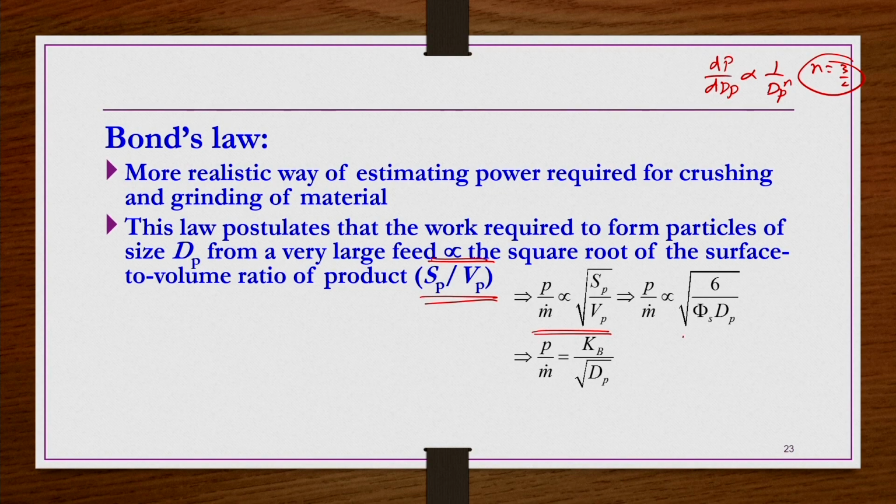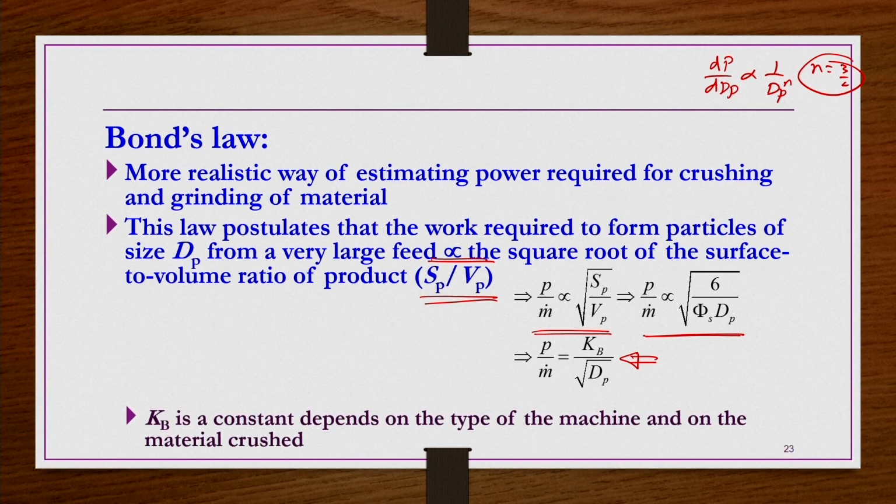And then we have seen previously this Sp by Vp, we can write it as 6 by pi s dp, where dp is the nominal size of the product. So, from here, if you take out the proportionality and combine whatever constants like 6, pi, s, etc., you can write this equation as P by m dot equals Kb by square root of dp. Kb is Bond's constant, and it is a function of the type of machine used for reduction as well as the type of the material that is being crushed.